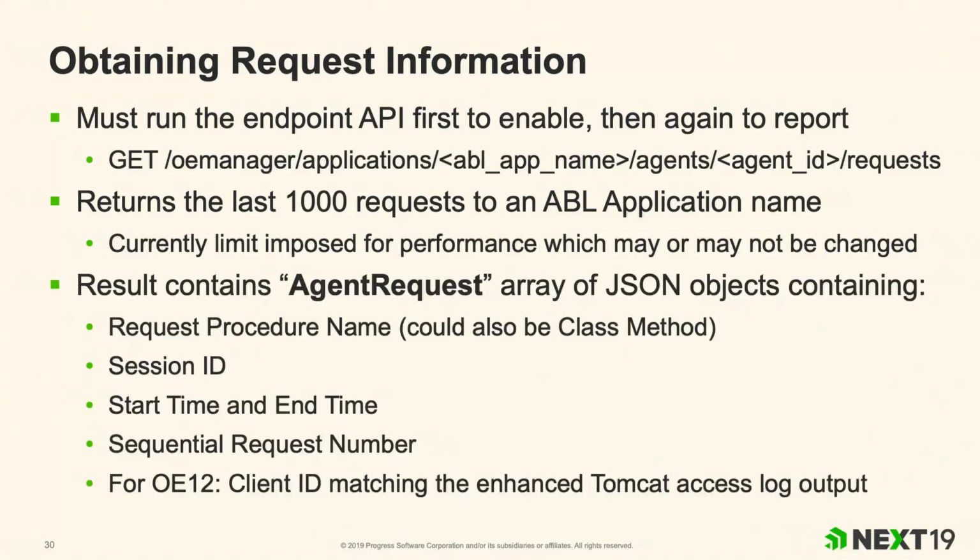That was a hard-coded limit just to keep stuff from overflowing too much. And then what you'll see coming back is an agent request array, and that's going to tell you what was the procedure or the class method that was executed, the session ID, the start time and the end time. So if you subtract the start time from the end time, you get the actual elapsed time. There's an internal sequential request number that's kept up with. And then for OE12, you'll find a client ID, and that's the value that matches back to the Tomcat access log.